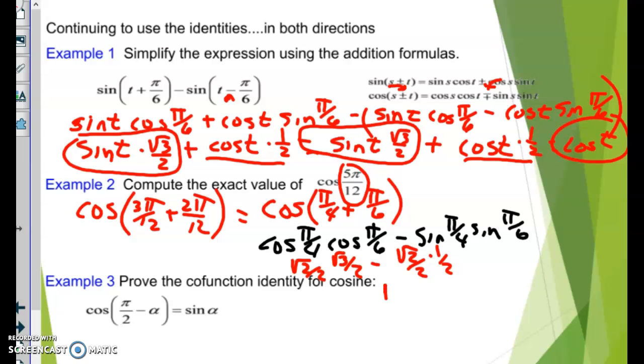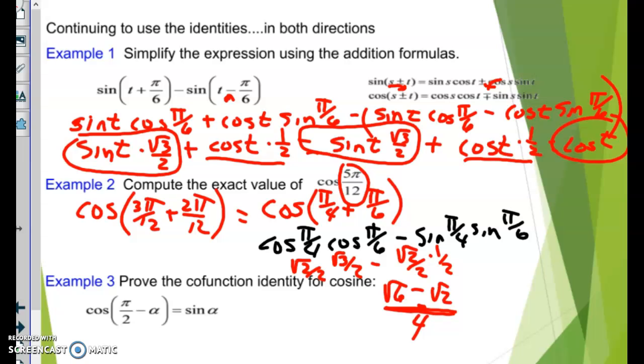Simplifying that down, I get the square root of 6 over 4 minus the square root of 2 over 4. And since it has a common denominator, I'm going to write it with my common denominator: square root of 6 minus square root of 2, all over 4. And that's simplest form for that, because we don't have any radicals in the bottom.